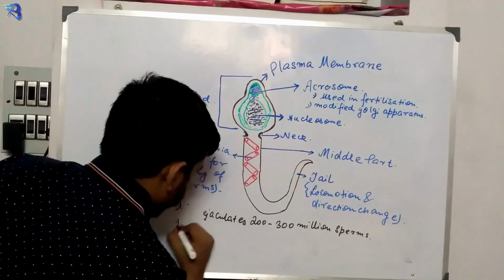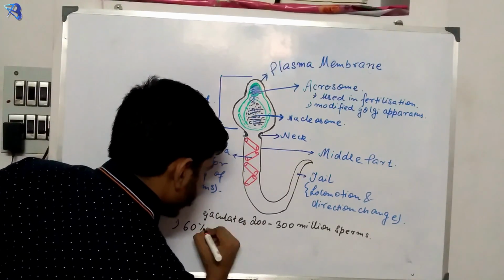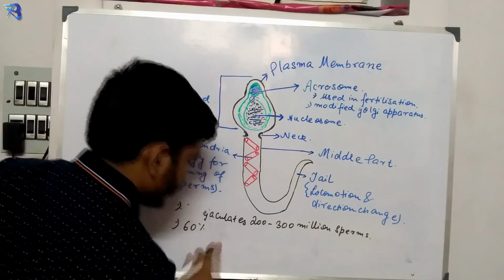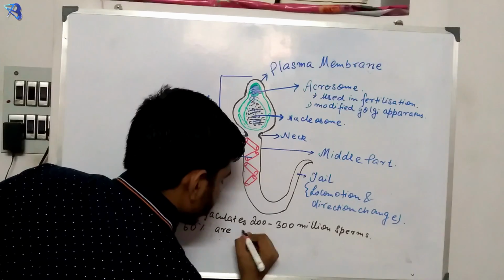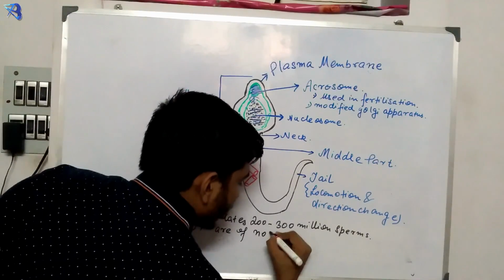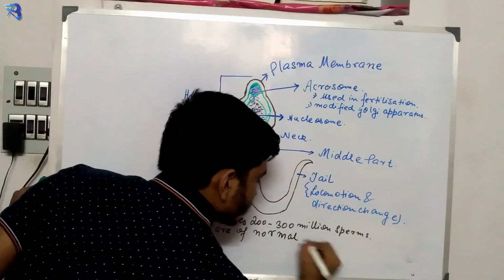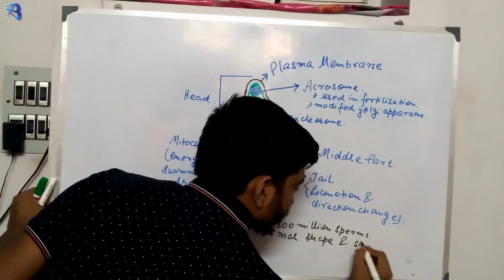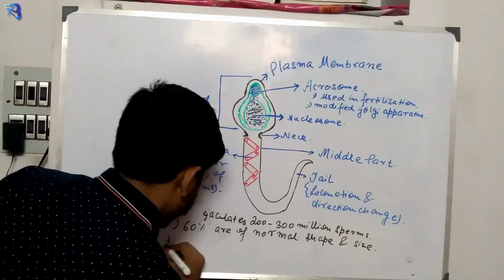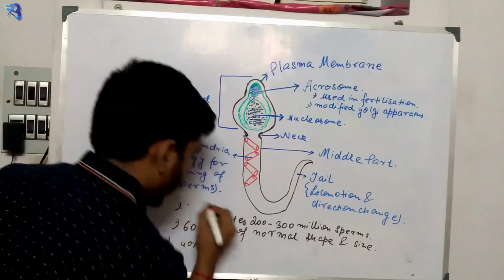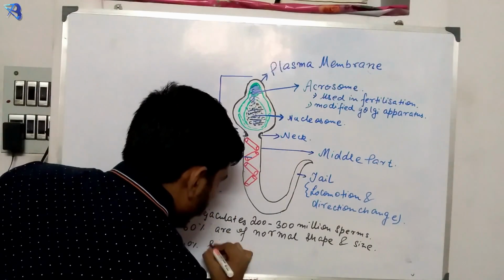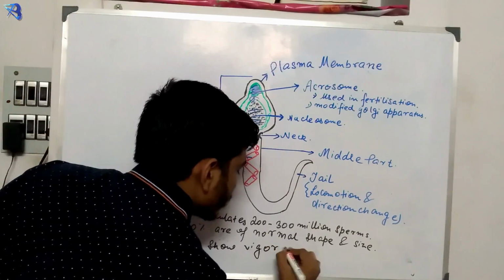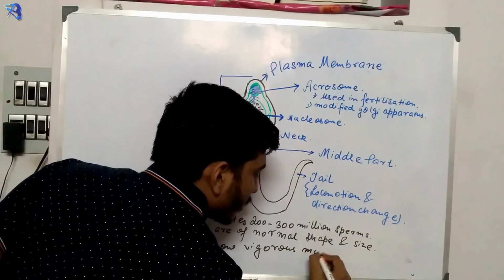Second, 60% are of normal shape and size, and 40% out of this 60% show vigorous motility.